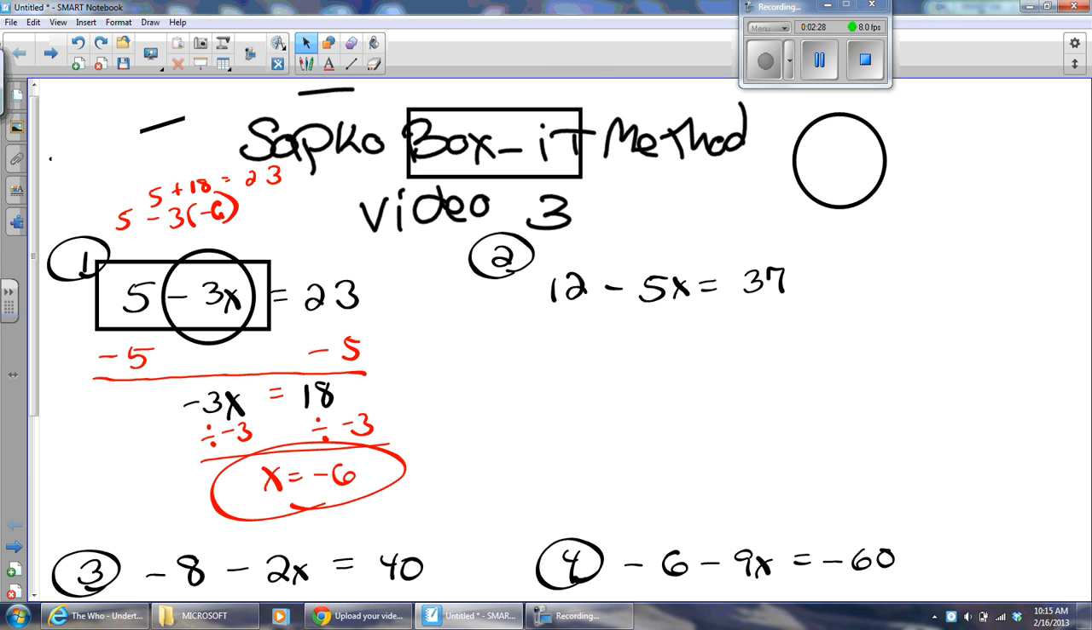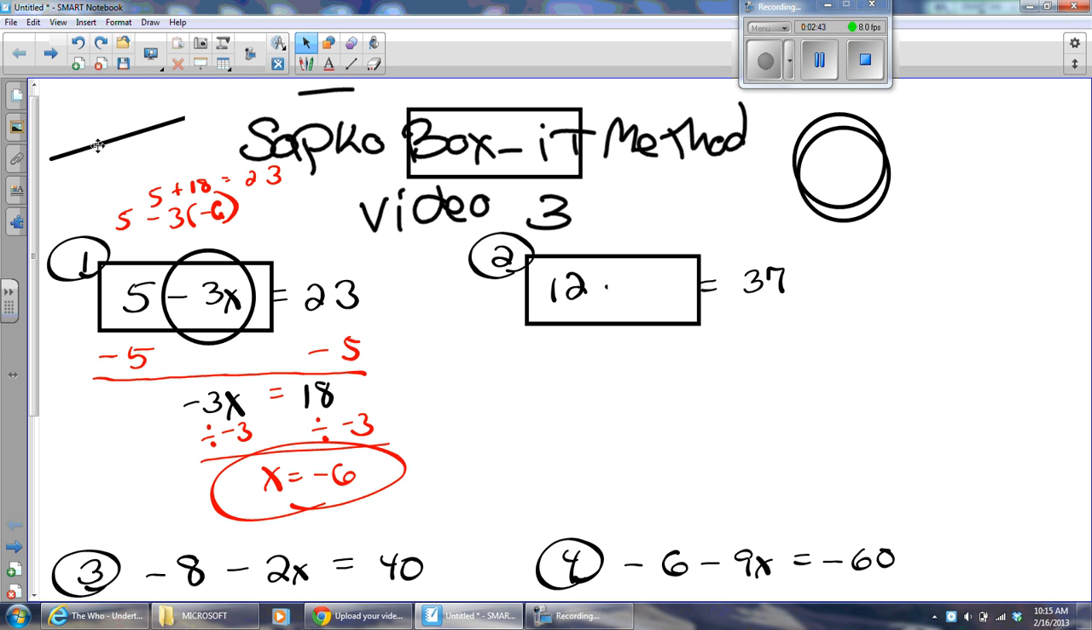Okay. So let's box it for number 2. Bring our circle down and cover up. Oh, wrong one, excuse me. We're going to want that circle, just not yet. We're going to cover up this variable. And we see we have a positive 12. So we're going to subtract 12 from both sides. And when we do that, we will get 25 on the right-hand side.